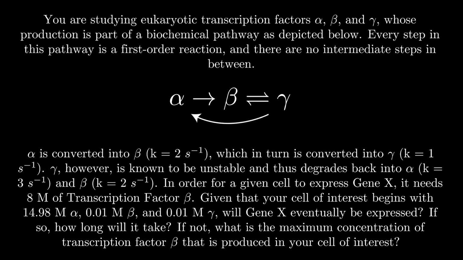In order for a given cell to express gene X, it needs 8 molar of transcription factor beta. Given that your cell of interest begins with 14.98 molar alpha, 0.01 molar beta, and 0.01 molar gamma, will gene X eventually be expressed? If so, how long will it take? And if not, what's the maximum concentration of transcription factor beta that's produced in your cell of interest? Now, pause the video and take a few minutes, see if you can solve this on your own.